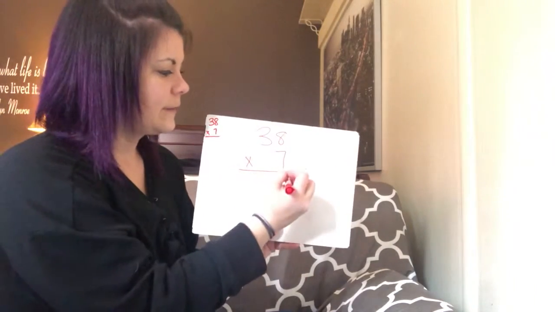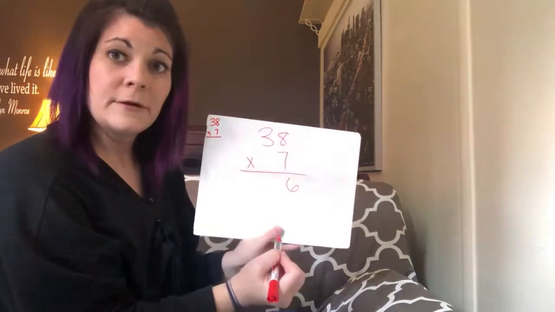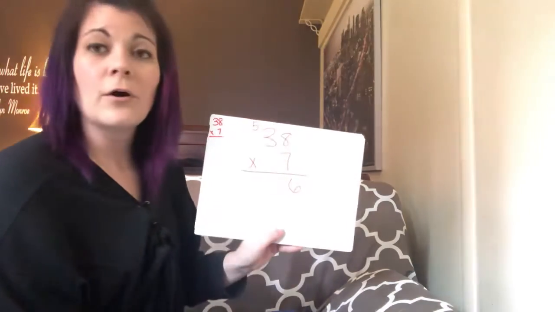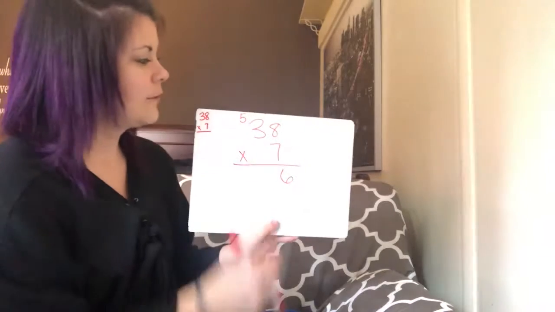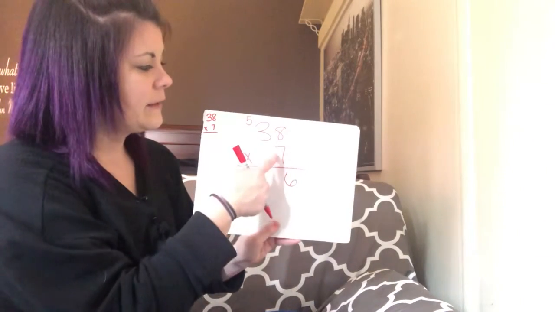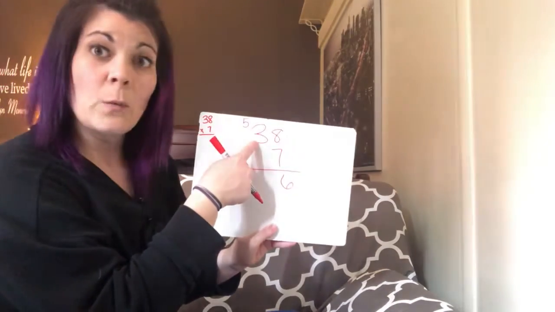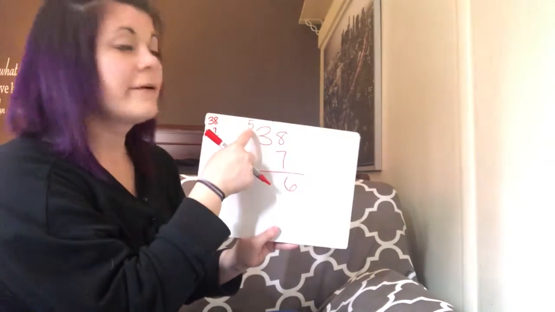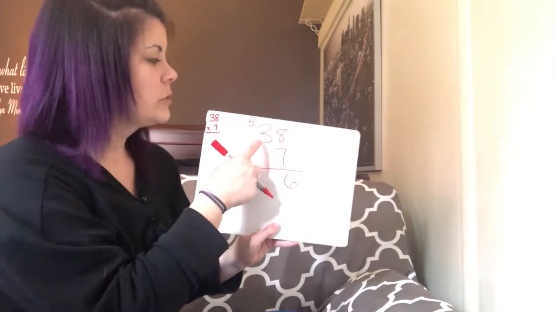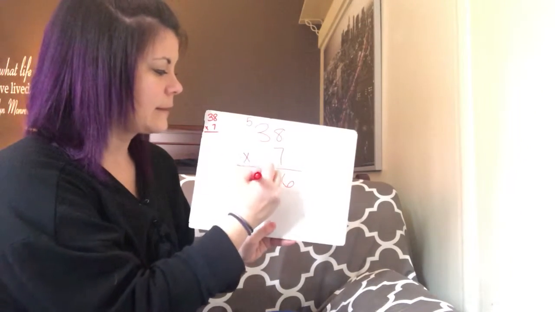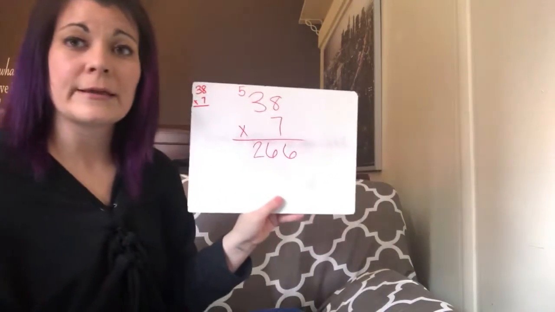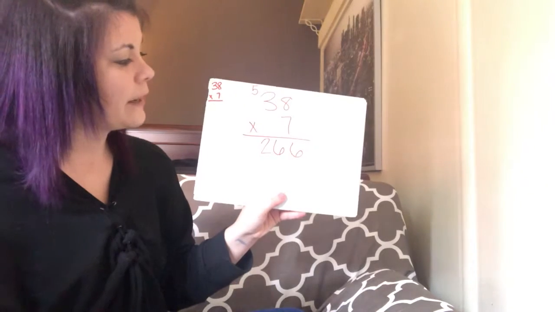But 8 times 7 is 56, so we put the 6 down. And since we have more to multiply, what you call to carry the 5. And so we're going to carry the 5 above the 3. And then 7 times 3 is 21. And then whatever we carry, we add. So whatever you carry, you add. 7 times 3 is 21. 21 plus 5 is 26. So we have 266. 266 is our answer.